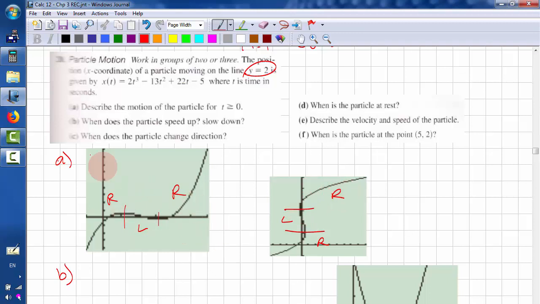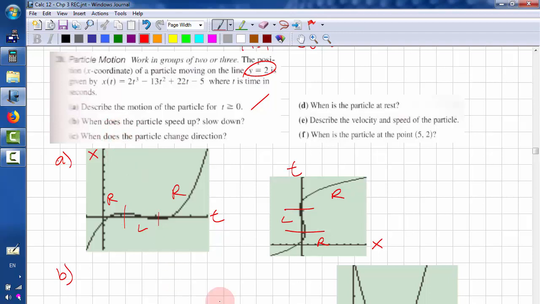This is x and t, and this is reverse. This is x and t. Your calculator won't be able to plot this because this is a relation. This is a function. So you have to do an inverse plot. Okay, so you just swap the x and y values. Next, that's done. When does the particle speed up and slow down?